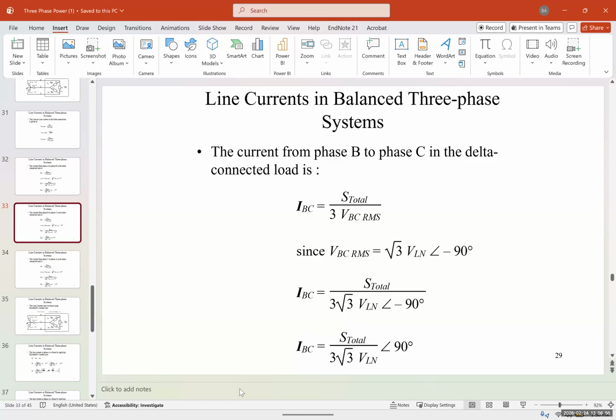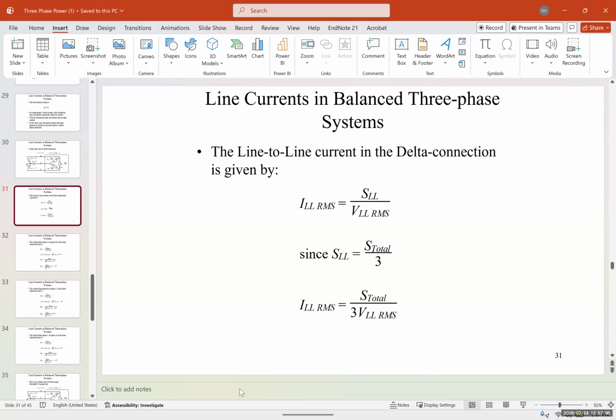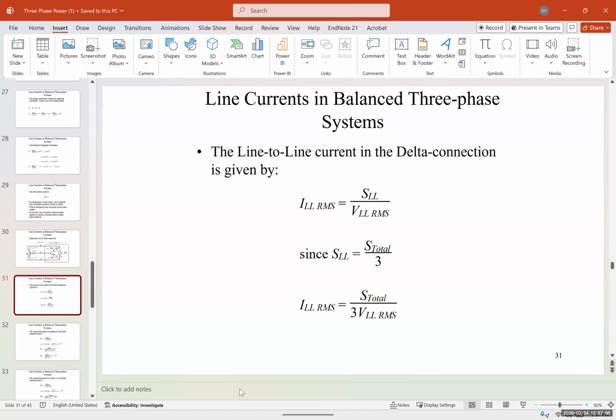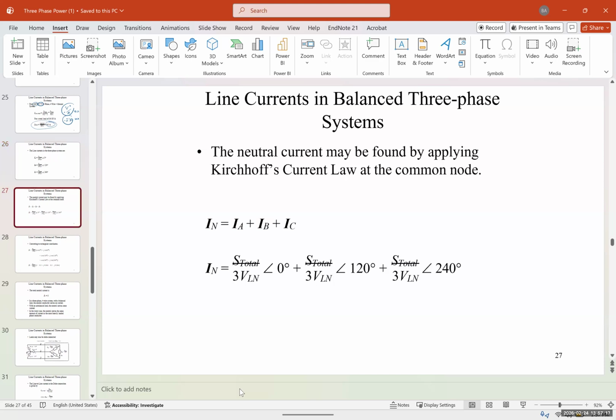Now, if I want to find the... let me go back to see. Yeah, I was on this slide. Sorry. So as mentioned, three currents with the same magnitude, different phases.